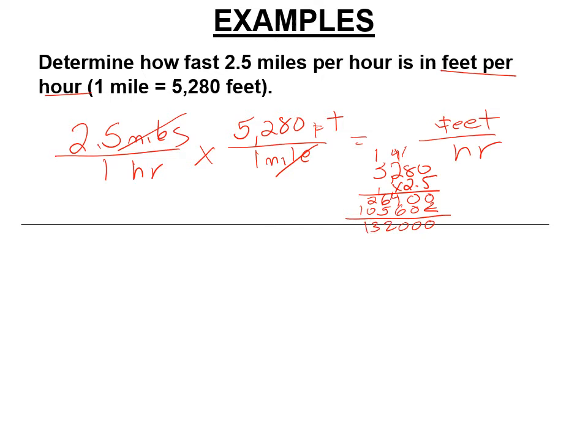I'm getting that. Now I have one number to the right of the decimal point. So what number is that? It is 13,200 feet per 1 hour. 13,200 feet in an hour, right? Because you're going 5,280 feet in 1 hour if you're going 1 mile an hour. If you're going 2 miles an hour, it's twice that. And then 2.5, it's 2.5 times 5,280.